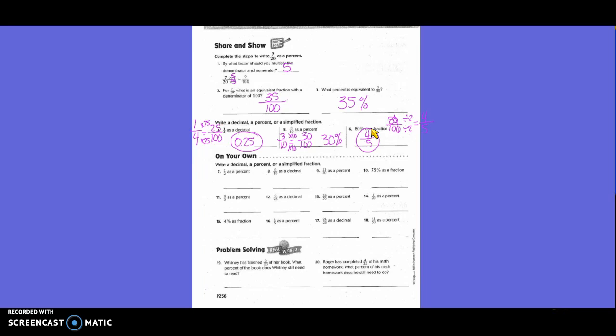All right, so you guys are going to do on your own with your partners, 7 through 18, and then we will check them. Problem solving.